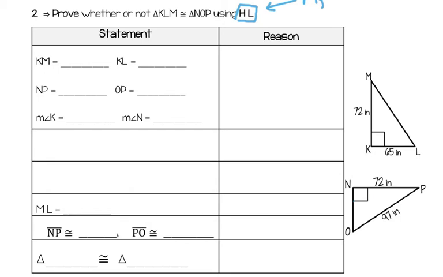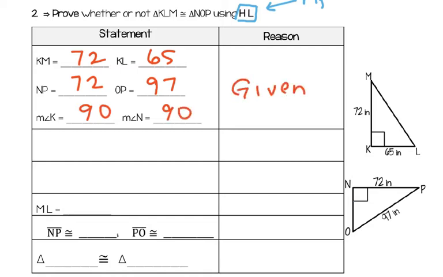Let's go over here to our statement. So first I'm asking you a bunch of information. If you look at the picture, like KM, I can see from the picture that it's 72 and KL is 65. And so all of this information is just coming from the picture, and I'm not having to work for any of it. I don't have to solve anything or calculate anything. It's just all right there. And so what's the reason for that? We say that it's given, meaning it was given to me.